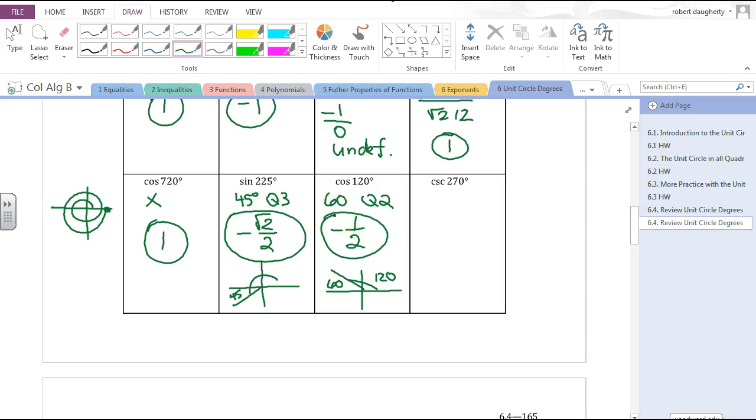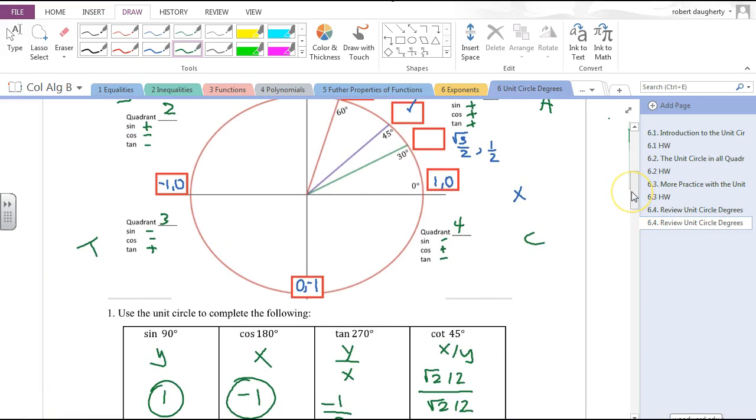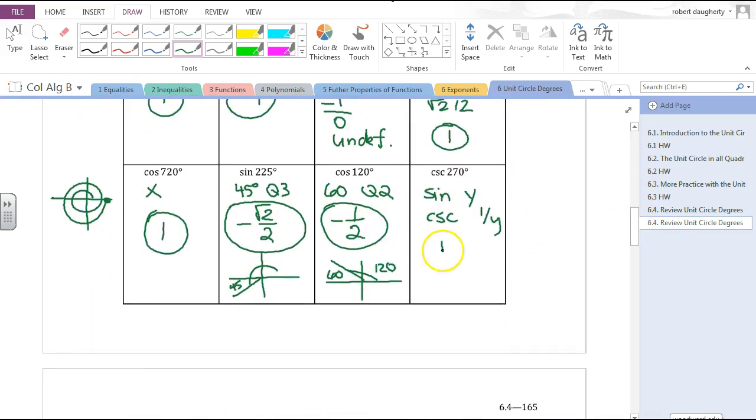Cosecant of 270. Remember that sine corresponds to y, so cosecant has to be 1 over y. If I look at 270, what is my y coordinate? My y coordinate is negative 1. So this is just 1 over negative 1, which is negative 1.